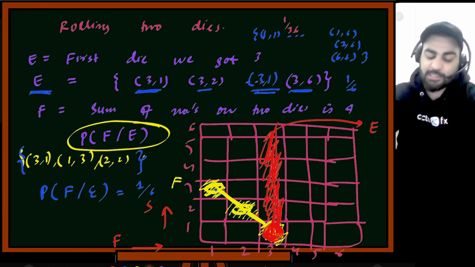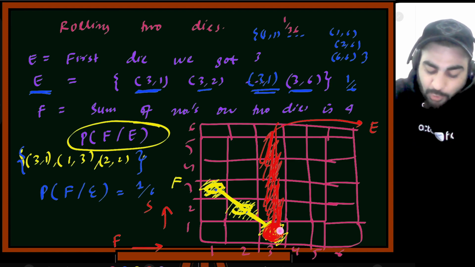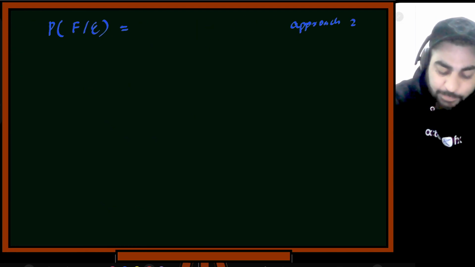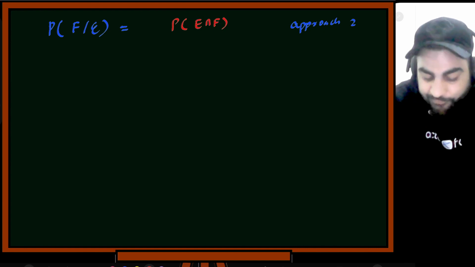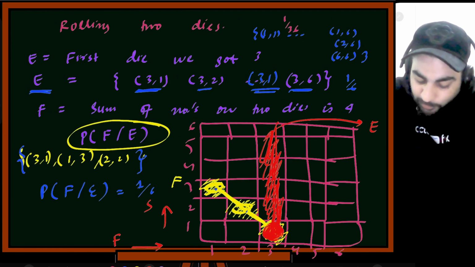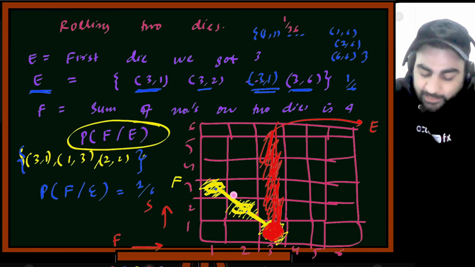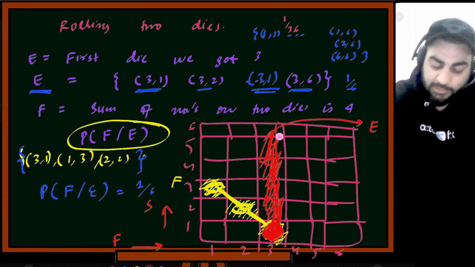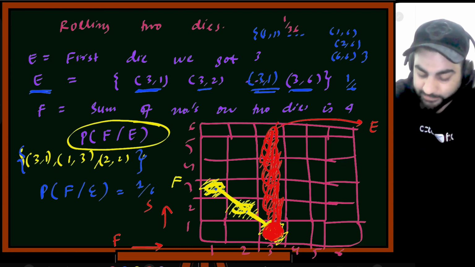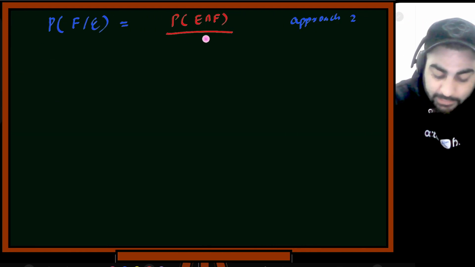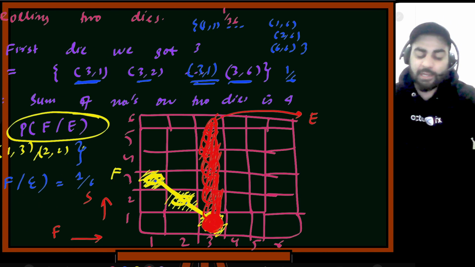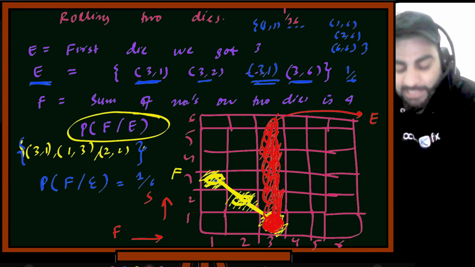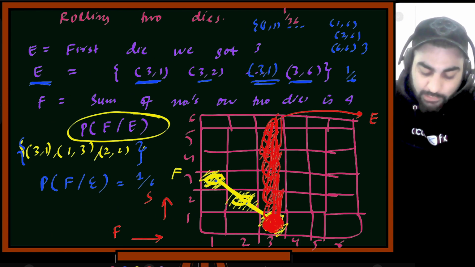What is the probability of the overlap? I'll write probability of E intersection F. Okay, this is the overlap, so I'll write its probability. What is the probability of getting an overlap? Then to normalize it, I'll write the probability of whole of this divided by the probability of event E. And that is this. So I did not recompute the probability, I did not reassign anything.